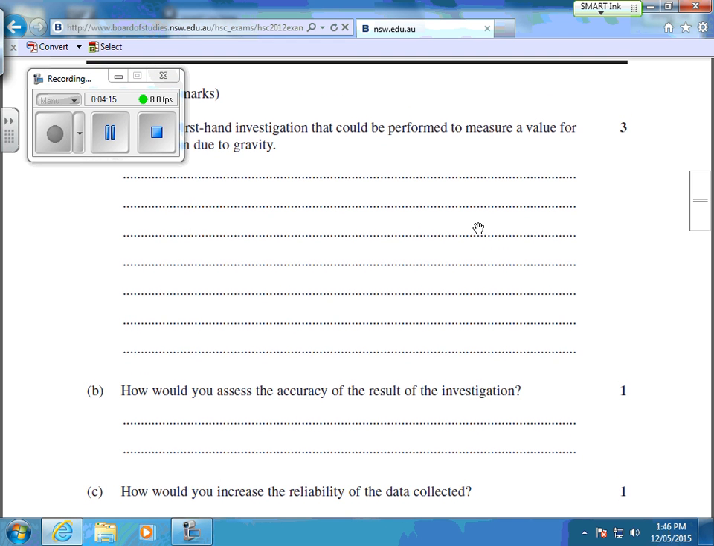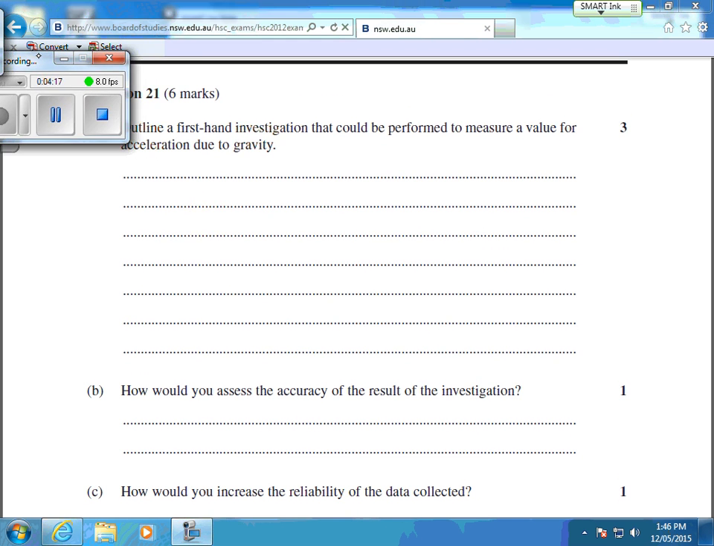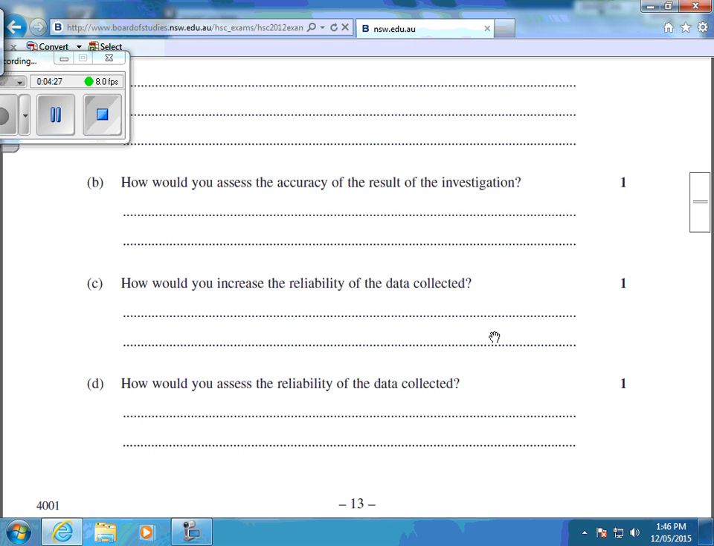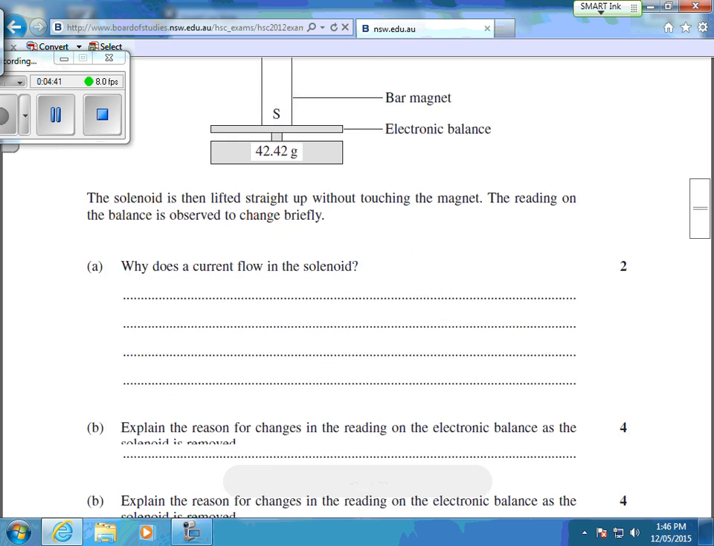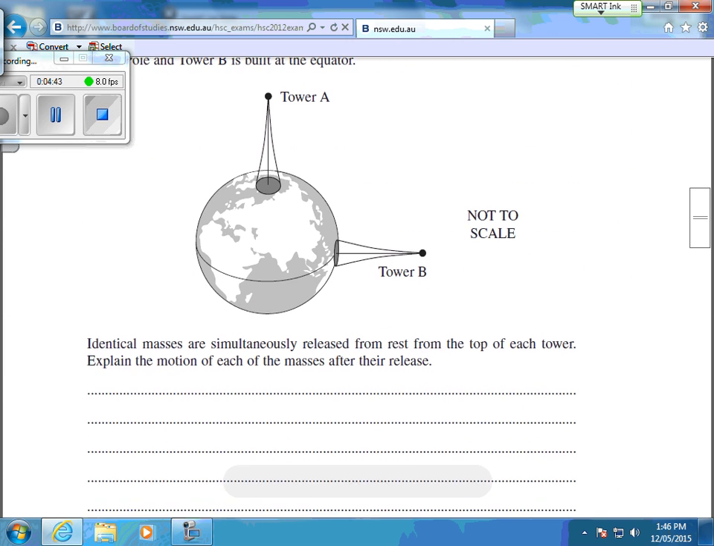One of the interesting things that they do have, by the way, which relates to this topic, is you have up here, outline a first-hand investigation that can be performed to measure a value for acceleration due to gravity. And we've all done that as the pendulum prac. But you notice these questions: how do you assess the accuracy and the reliability of the data collected, and increase the reliability? So you actually need to know a little bit about prac design to do that. But the question I really want to look at is this one.